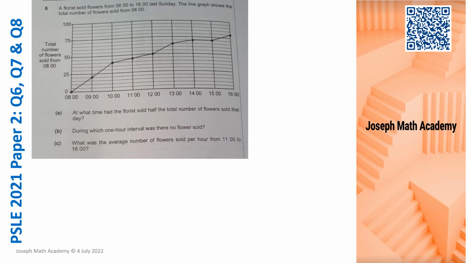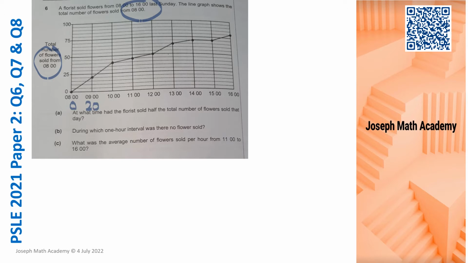The total number of flowers sold from 8 a.m. is as shown. So 8 a.m. is the starting time, when the shop has just opened. At 8 a.m., no flower is sold. So I will write a 0 here. At 9 o'clock, 0900 means 9 o'clock, 20 flowers were sold.